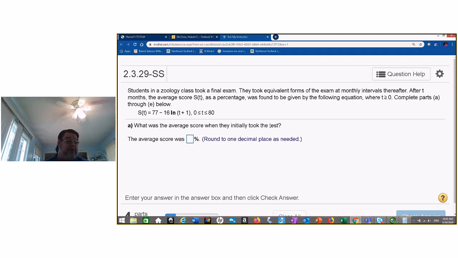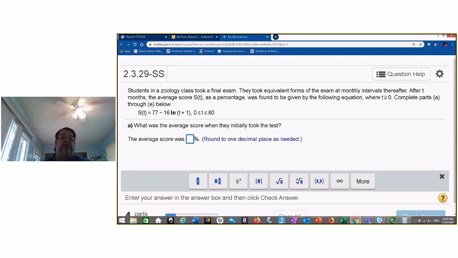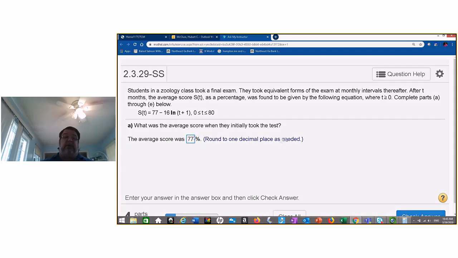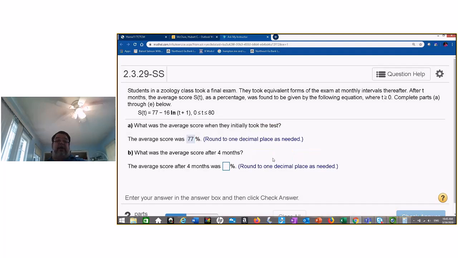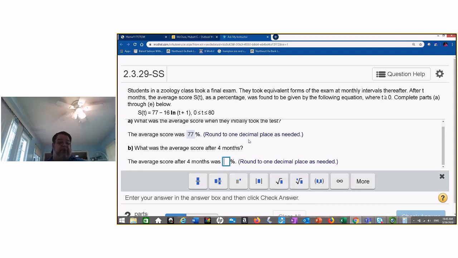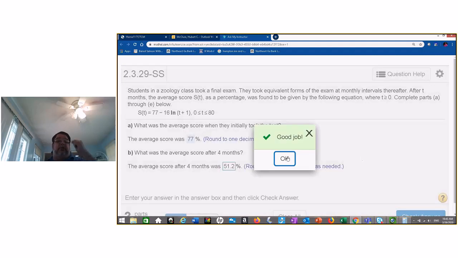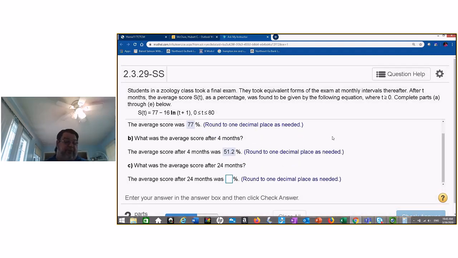All right, I'm not going to do B and C because for B and C, you're going to plug in the same thing. I mean, you're going to plug in a number. So I'm going to go up here and hit 77 and hit enter. And then they're going to ask you to type in 4. And when you type in 4, you get 51.2. So write that down. I'm not going to do this algebra. Y'all can use your calculator. I'm not going to. And plug in 24, you get 25.5.